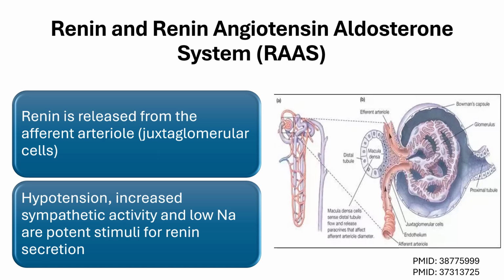Let's continue talking about renin and the renin-angiotensin-aldosterone system, or RAS. This system plays an important role in blood pressure regulation and volume regulation. Renin is released from the afferent arterial cells called juxtaglomerular cells. Certain factors such as low blood pressure, increased sympathetic activity, and low sodium are potent stimuli for renin release and secretion.